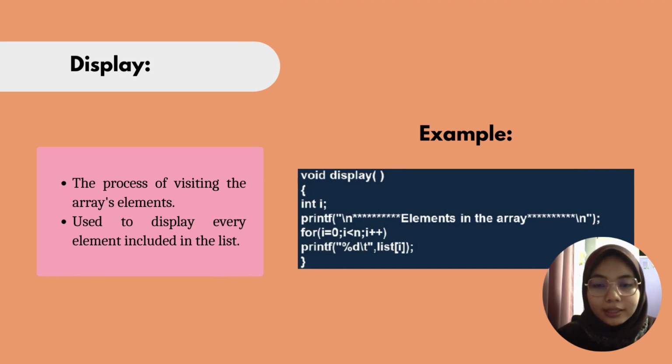The display operation means the process of visiting all of the elements in the array. The display operation is also used to display all of the elements which have been stored in the list. If we look at the example, by using the display function, there is a for loop implemented from the starting node, which is position 0, followed by the ending position n, which has also been implemented there. We have printf %d \t, which is calling for the integer from the list. As a result, it will get the output for the entire list.